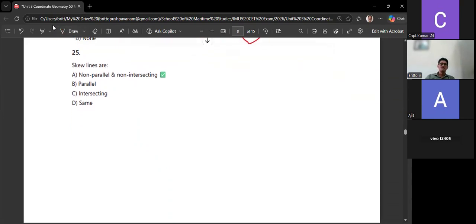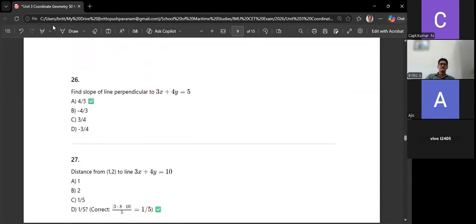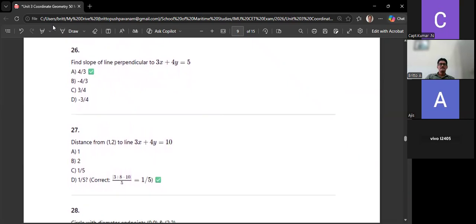Right. Now question number 25. The skew lines are non-parallel and non-intersecting lines, not parallel lines or intersecting lines. Right? The skew lines are non-parallel and non-intersecting. Right. Next one, question number 26.